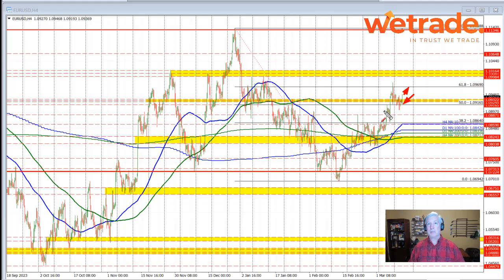Next target on the topside comes in at 1.0969, as long as the price stays above the swing area, above the 50% retracement level. It's as simple as that.